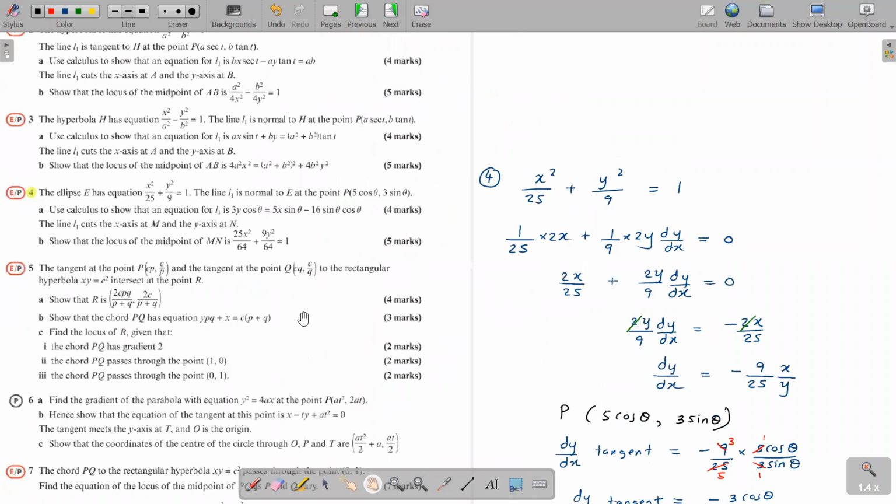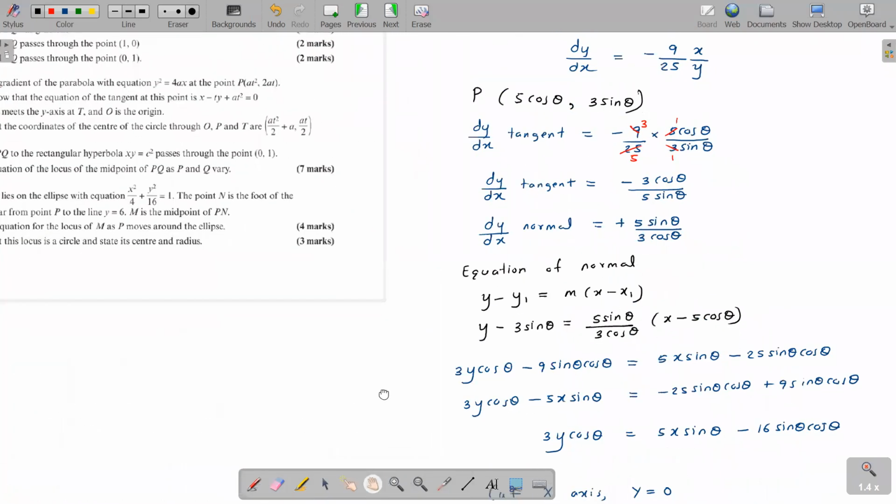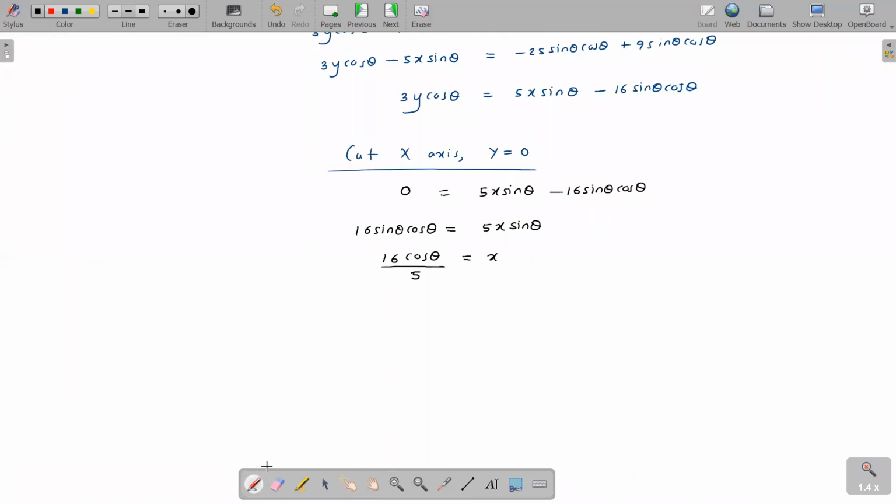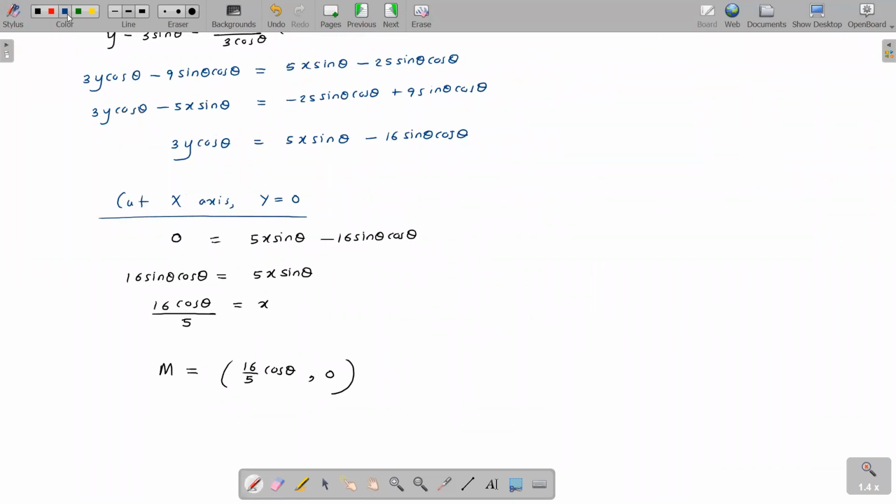They say the line L1 cuts the x-axis at M. I found it. So what's the M coordinate? 16 over 5 cos theta. Do you agree with me? And the y coordinate is 0. Agreed? And this same line cuts the what axis?